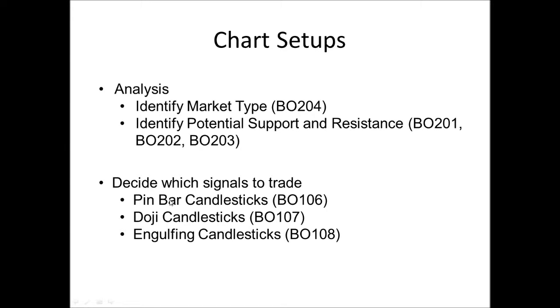Candlesticks that could act as signals are pin bar candlesticks, doji candlesticks and engulfing candlesticks, and each of these candlesticks is covered in the Binary Options 100 series, Binary Options 106, Binary Options 107 and Binary Options 108. These two steps, analysing price charts and then looking for confirmation signals, are a strong way to profiting from binary options. And I will give more detail to each of these steps as this video goes on.